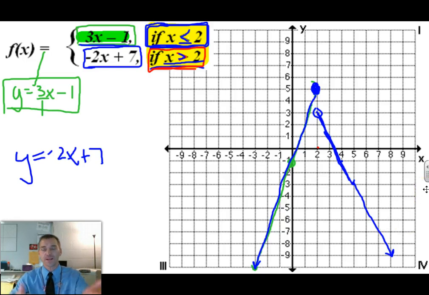Yes, it would be a little bit more neat. I don't have a ruler to draw it. You should have a ruler and draw it nice and neat. But that's exactly it. There is your piecewise function graphed appropriately.